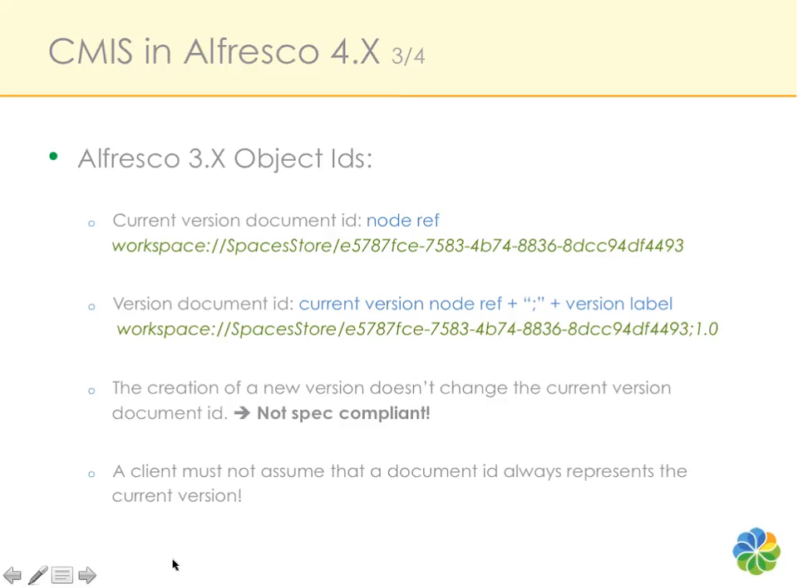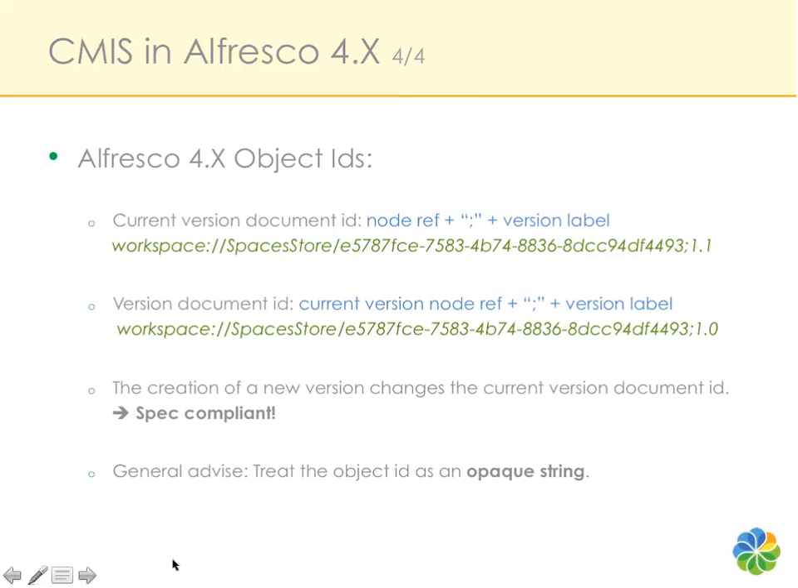So if you relied on the fact that the CMIS object ID was the node ref, then you have to change your code. The new version will look like that. All version object IDs that belong to a document will have the node ref plus a semicolon plus version label. That means if you create a new version, this will change the object ID of the document.